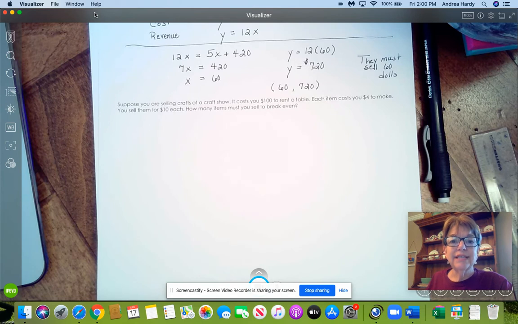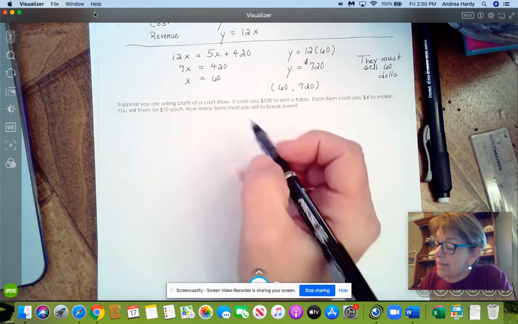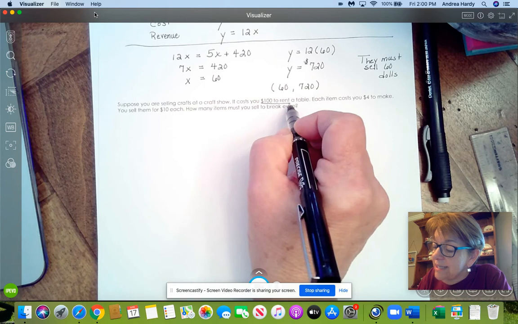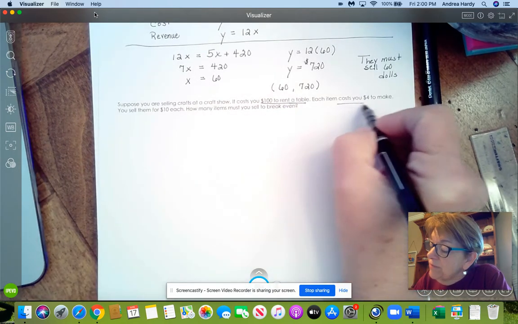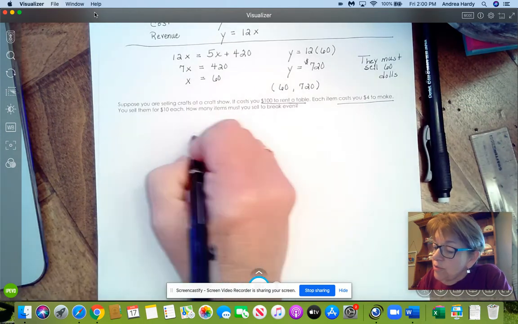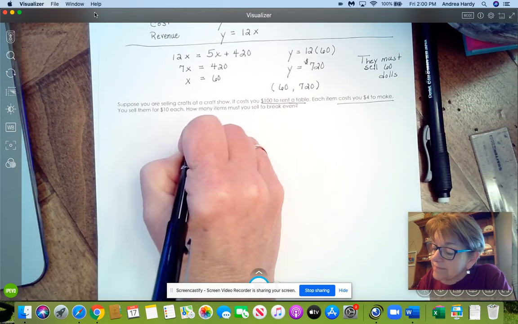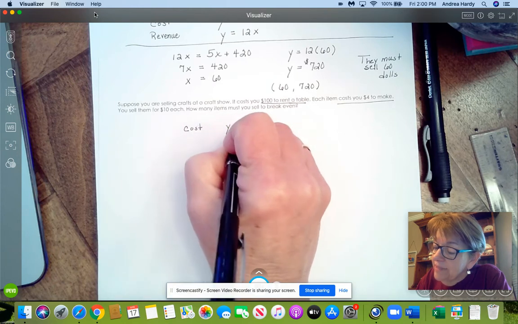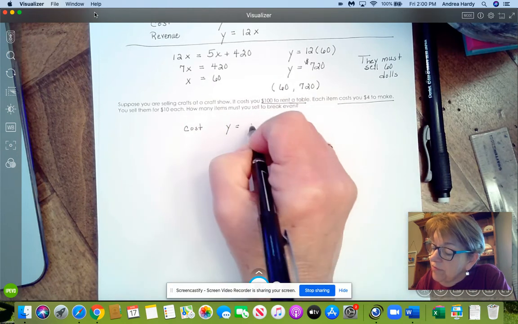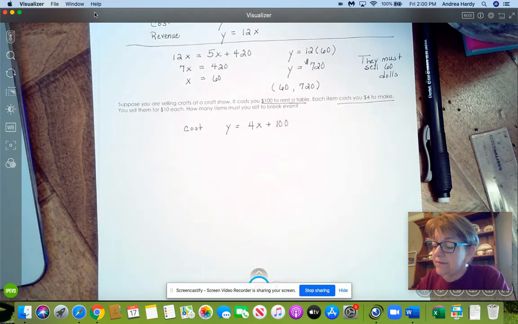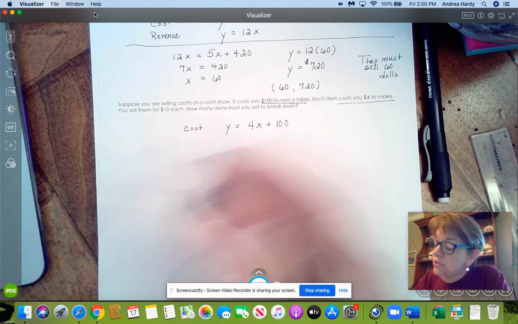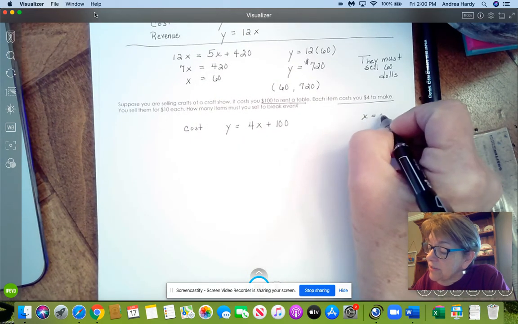I have to rent the table. That is a one-time fee. I'm not going to have to rent it every day. I'm not going to have to rent it every hour. I rent the table, and it is $100 to rent the table. That is a one-time fee. It costs me $4 to make. So my cost then, y, is equal to 4x plus 100. Okay? So x is crafts.